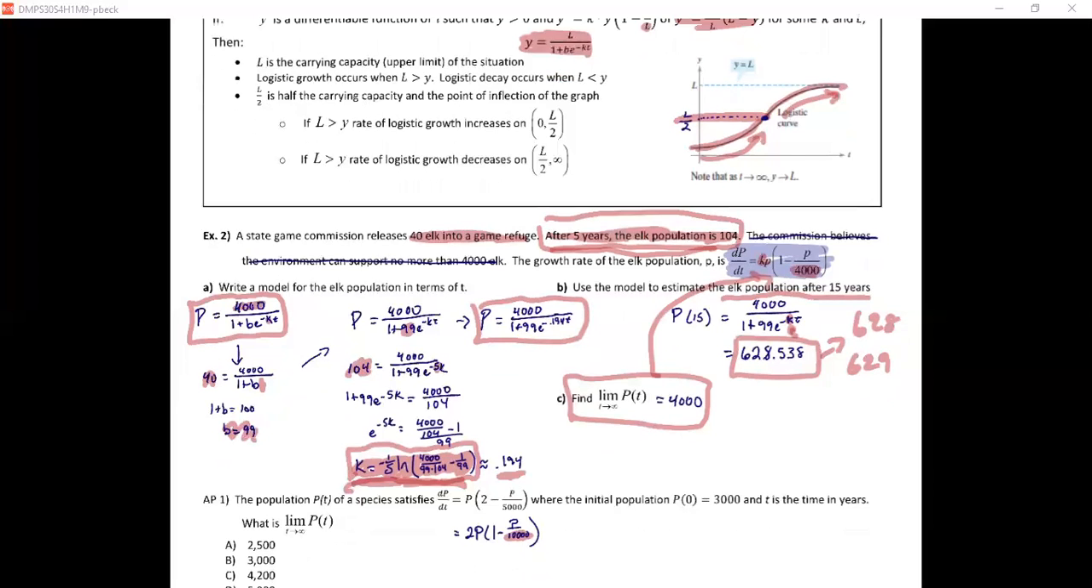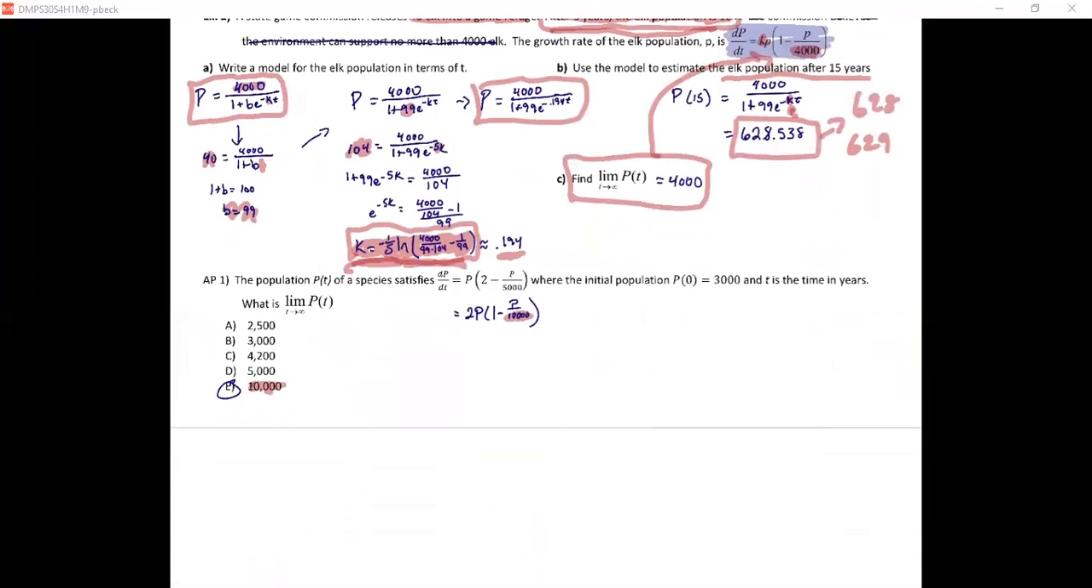And then our AP problem here. I took my differential equation, which I immediately recognized as logistic. What I did was I factored out the 2 so that I had the 1 minus p over 10,000, and that allowed me to determine that our limit as p approaches infinity is 10,000.